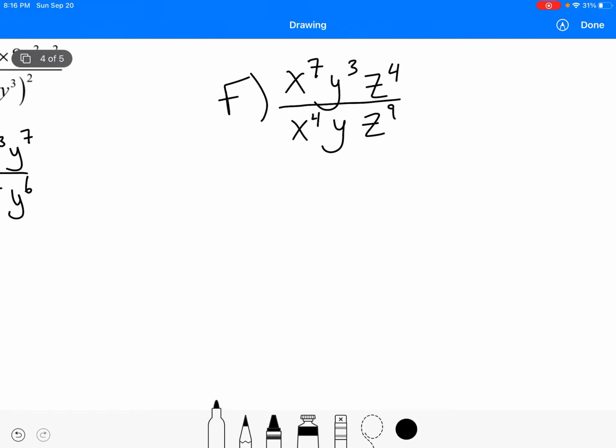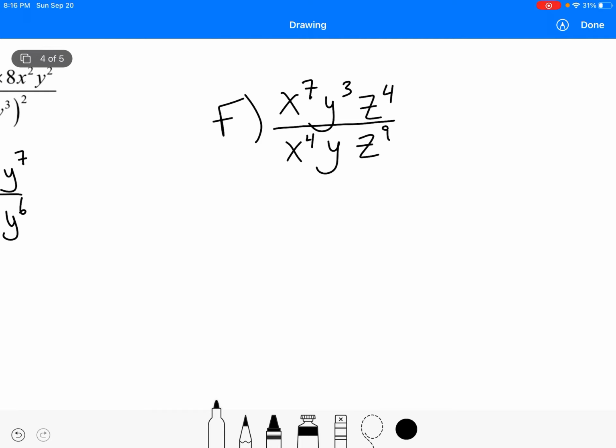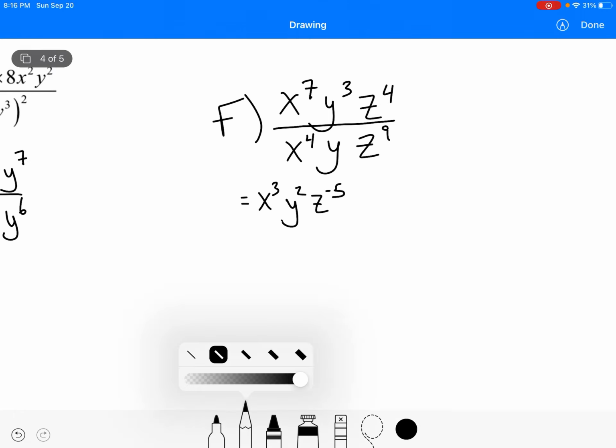All right, now last but not least, if I look at this question, the reason I'm showing you this question is if you were doing it the way we were taught, you're going to get x to the 3, 7 minus 4 is 3, y squared, and then z to the negative 5. Well, a lot of questions, they'll ask you actually to put this as a positive exponent. So if this was a positive exponent, that means that this is wrong.